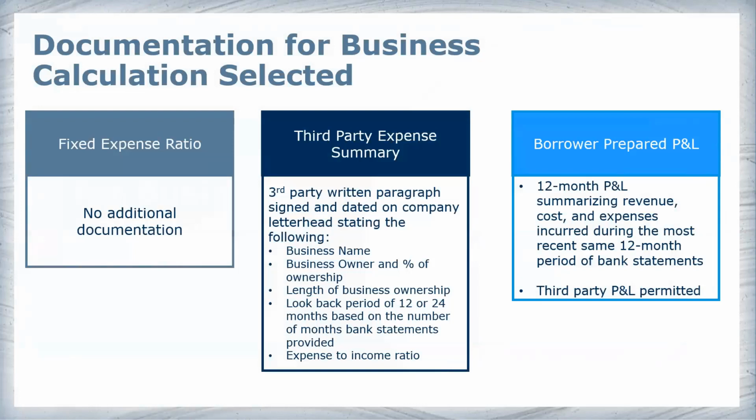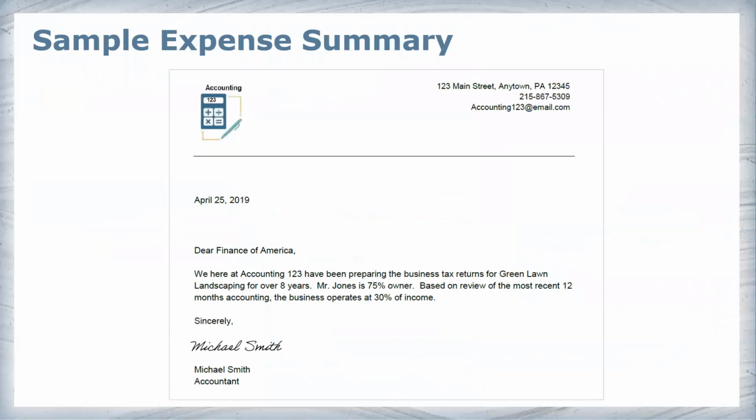The third type of documentation calculation is the borrower-prepared P&L, or profit and loss. So this is a 12-month P&L summarizing revenue, costs, and expenses that have been incurred during the most recent same 12-month period of bank statements. And third-party P&Ls are permitted.